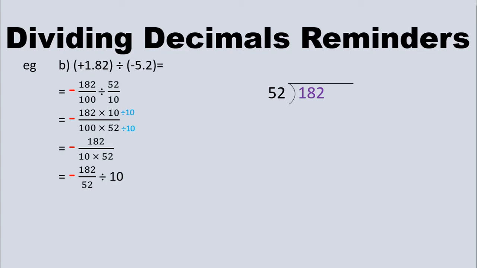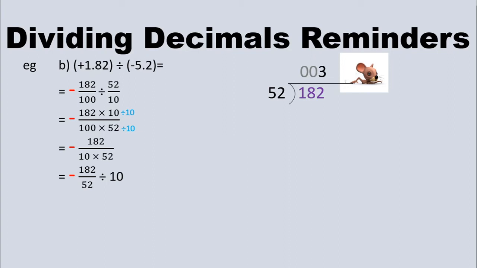I know it's a big number, but surely you know that 2 times 52 would be 104. Let's try one more. 3 times 52 would be 156. And that's probably as close as we can get. So 182, divide that by 52, and that gives us 3 on the top. Nicely lined up because I want to make sure I get my place value right.